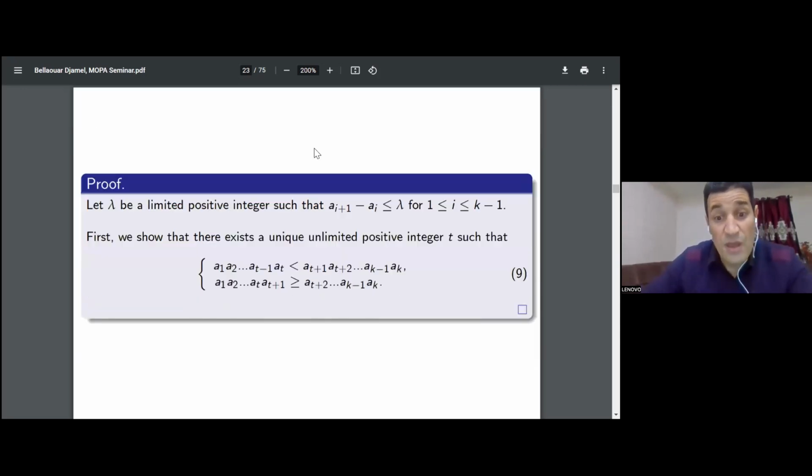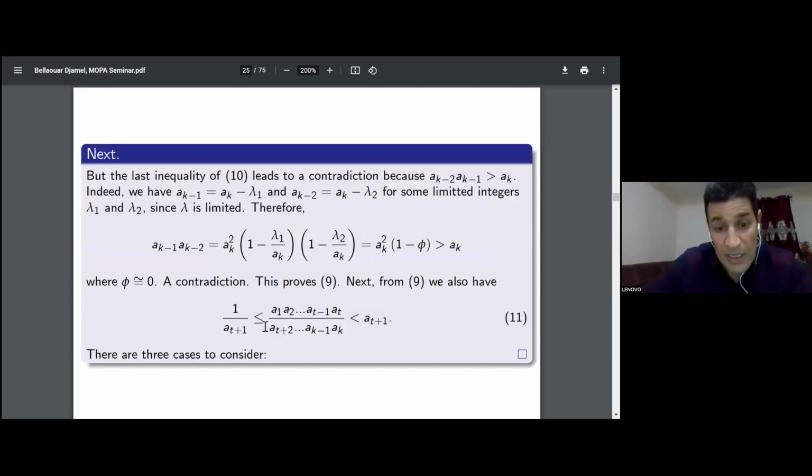For the proof, at first we prove that there is a unique unlimited positive integer t that satisfies these inequalities, or equivalently, the inequality 11. Here we consider these ratios. Since t is unlimited, then At plus 1 is unlimited, and 1 over At plus 1 is infinitesimal. Here we distinguish three cases: when this ratio is appreciable, infinitesimal, and unlimited.